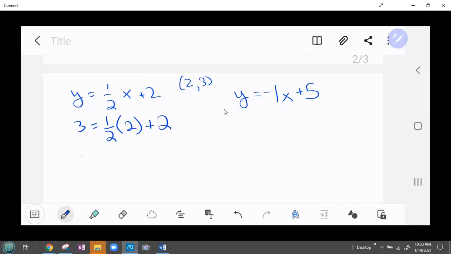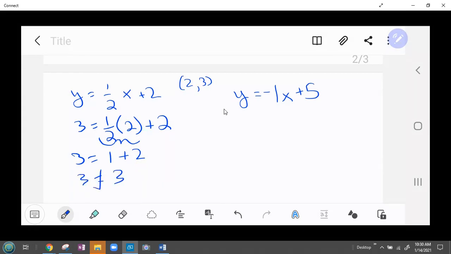Let's see if this makes the left side equal to the right side. 1/2 of 2 is 1, right? I just simplified that. And now I add and I get 3 equals 3. Yes, it satisfies this equation. Satisfies, just like Snickers satisfies your hunger. This coordinate pair satisfies this equal sign. It makes the left side equal to the right side for this equation.